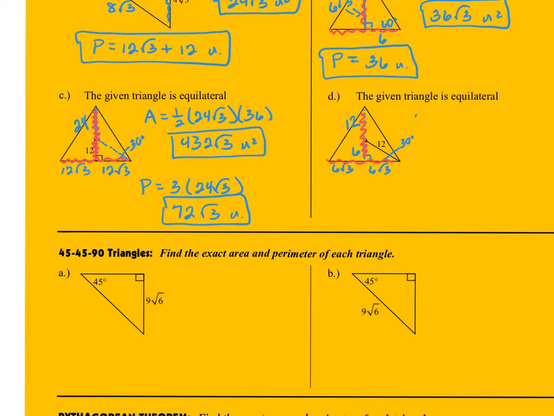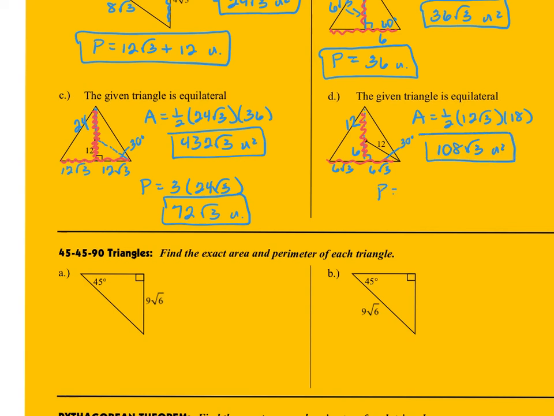So the area of my triangle is 1/2 12 radical 3 times that height there of an 18. So I'm going to have a 1/2 times my 12 is 6, and then my 6 times my 18 is going to give me a 108 radical 3 units squared.